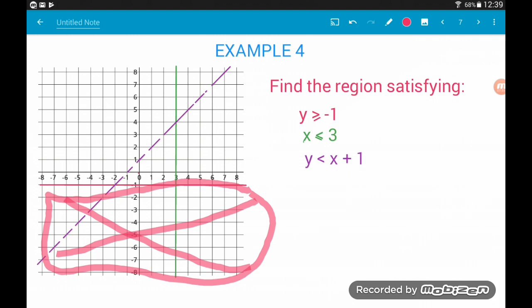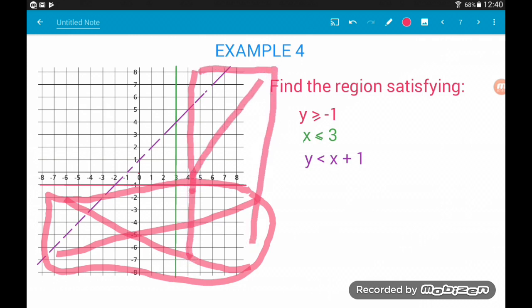Okay then, so next we need x to be less than or equal to 3. So x equals 3 here is this vertical green line. Again, it's a whole line because x is less than or equal to. So if we need x to be less than, we then know we're not playing with any of this stuff to the right of that line. So that all goes as well.